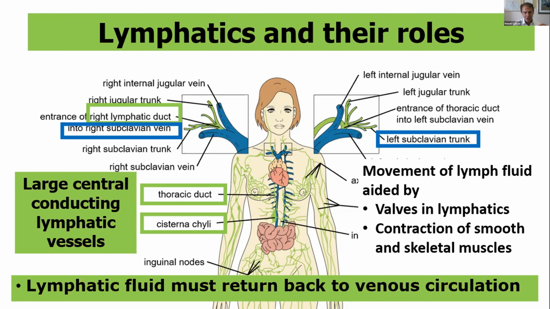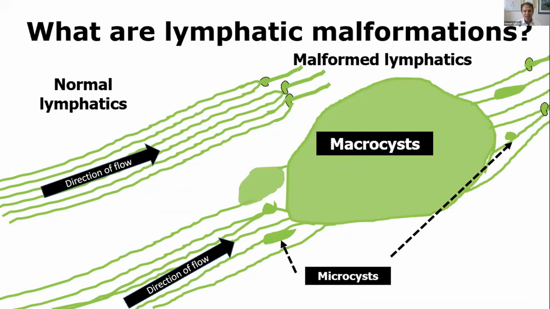And those are veins that are found in our neck area, and they are the subclavian veins, the right and left subclavian veins. Now, this movement of lymph fluid is aided by the fact that there are valves in the lymphatics that only allow the lymphatic fluid to flow in one direction. And then there are smooth and skeletal muscles that are contracting and forcing the lymphatic fluid to go upwards towards the neck area.